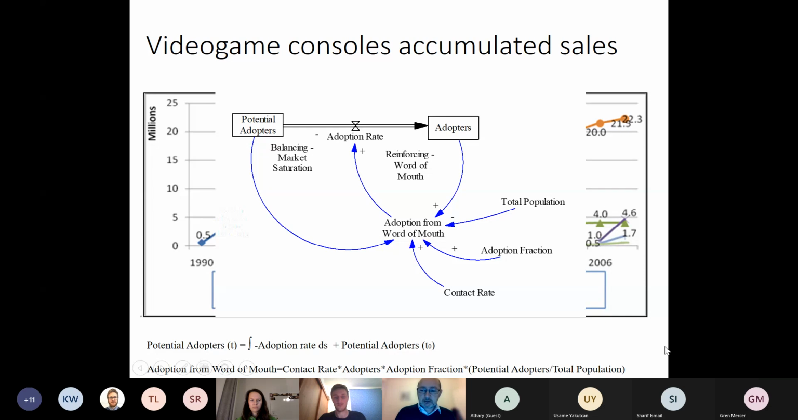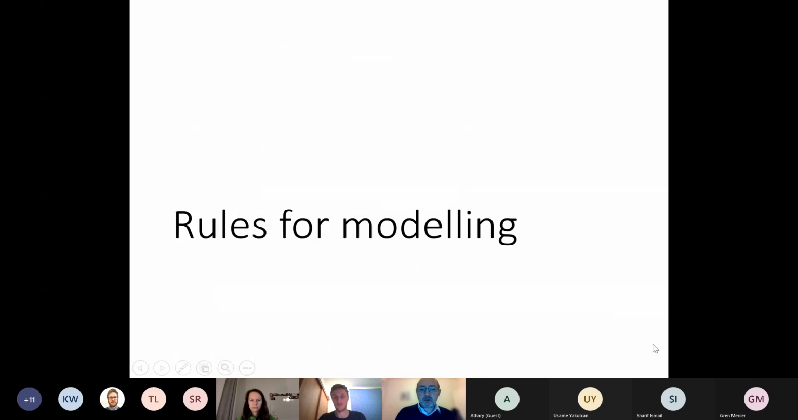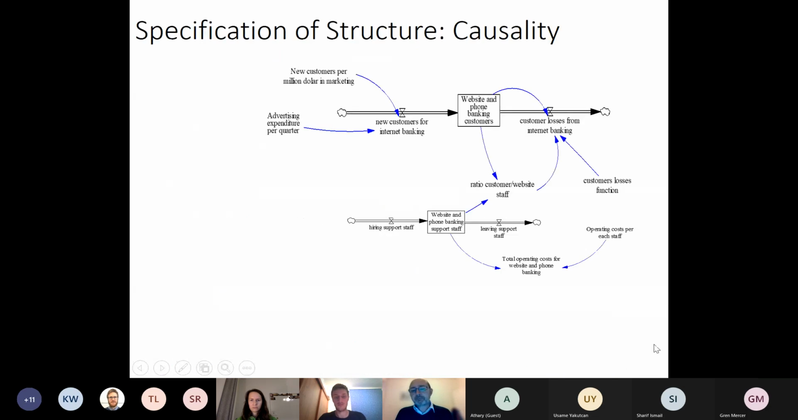So let me go. What are the rules for modeling? Basically, I suggest that you open the model that I gave you. It's in the share folder, and try to look at that model in the same way that I was showing. So on one hand, you may see my slides. On the other hand, you see the model. So try to go through both things in parallel.